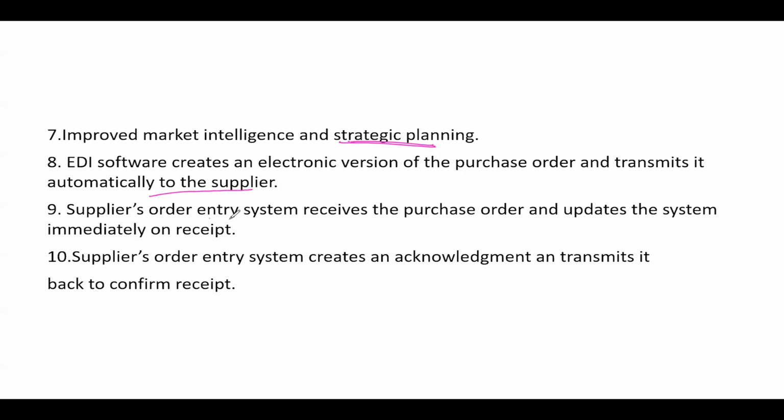The supplier's order entry system receives the purchase order and updates the system immediately on receipt. The supplier's order entry system creates an acknowledgement and transmits it back to confirm receipt. So everything happens so systematically if everything is coded properly, that e-commerce has so many advantages.